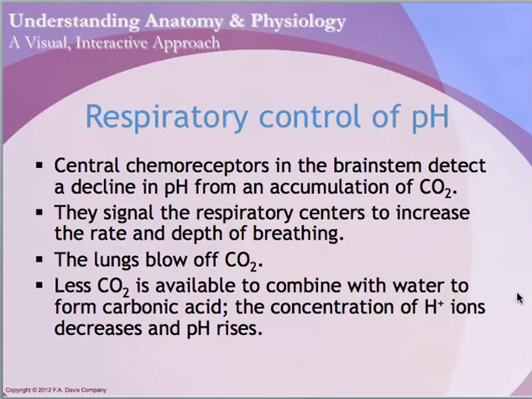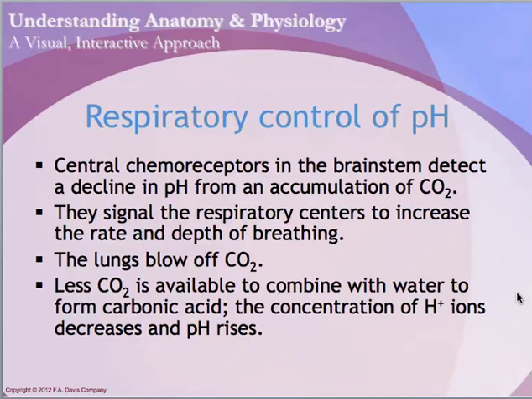The respiratory system does this by detecting a decline in pH. So we have chemoreceptors in the brainstem detecting a decline in pH from an accumulation of CO2. So our blood is becoming more acidic. They signal the respiratory centers to increase the rate and depth of breathing. The lungs blow off carbon dioxide. Less carbon dioxide is available to combine with water to form carbonic acid, and the concentration of hydrogen ions decreases and the pH rises. Okay, so that's what I mean when I said CO2 is acidic. If you're always talking about CO2, just remember that it's acidic.